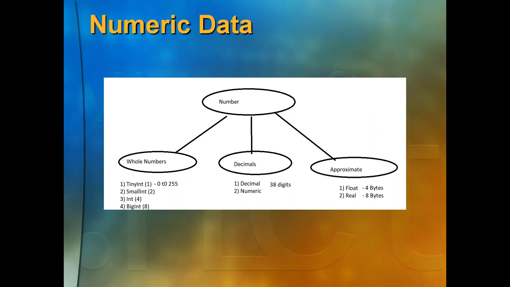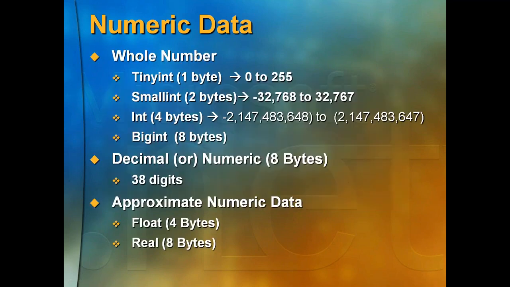Now, if you want to store numerical data, we have whole numbers, then we have decimals, and we have approximates. Clear? Whole numbers means we have tinyint, smallint, int, bigint. These are going to store data without decimals. If you want to store data with decimals, then we have decimal and numeric, and we have approximates, meaning real and float. This is what is called numerical data. So numerical data is of three varieties. For whole numbers: tinyint is 1 byte, smallint is 2 bytes, integer is 4 bytes, bigint is 8 bytes.